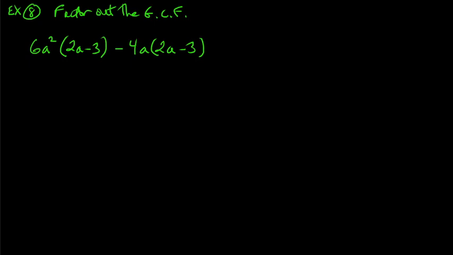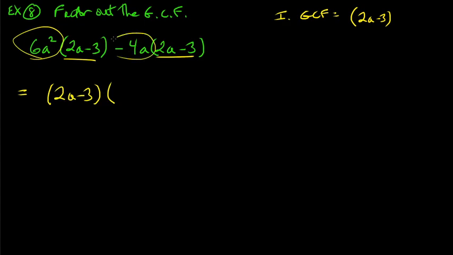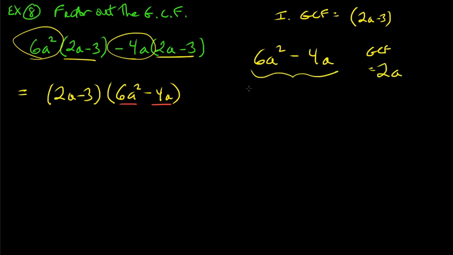Okay, factor out the GCF. We have 6a squared times 2a minus 3 minus 4a times 2a minus 3. Okay, so what's the GCF? 2a minus 3? Is that obvious? Okay, so you factor out the 2a minus 3, and that leaves us with 6a squared minus 4a. Yeah, see there's a problem here, right? 6a squared and 4a have something else in common, right? So if you just look at 6a squared minus 4a, the GCF there is not 1, right? In fact, it's 2 times a. So from this, we can factor out a 2a. And when we divide, we get 3a minus 2.